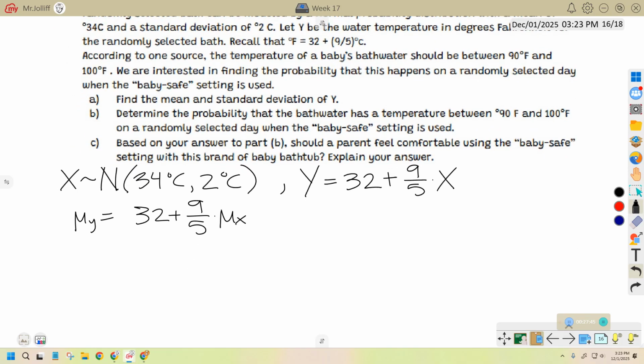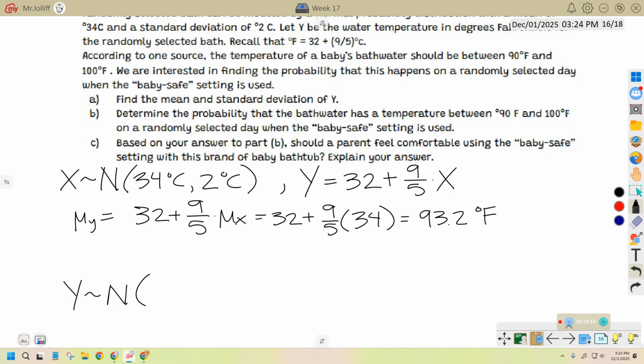So let's figure that out. 32 plus 9/5, and our mean for the old distribution was 34. Someone with a calculator, I want to say 93.2, but it's been a long day. I see nodding. Thank you, Jacob. Very good. So I know for my new distribution, Y, that it is normal with a mean of 93.2.